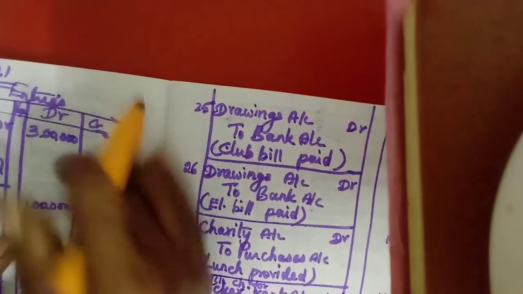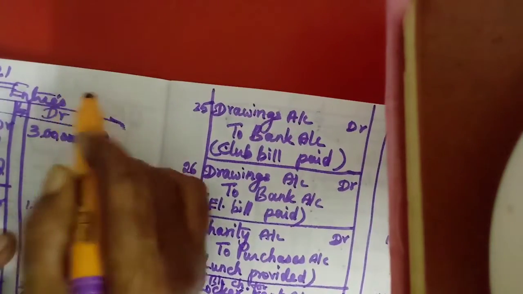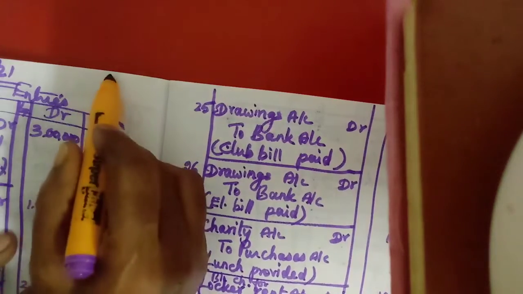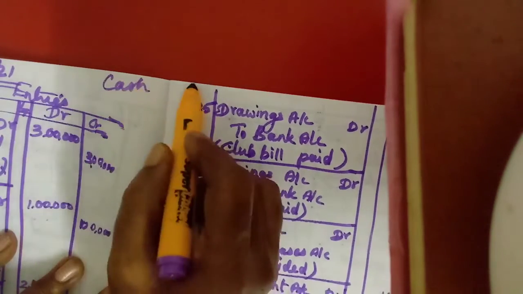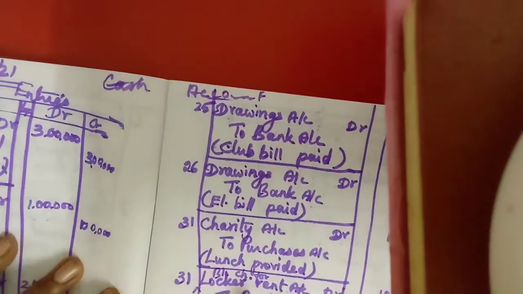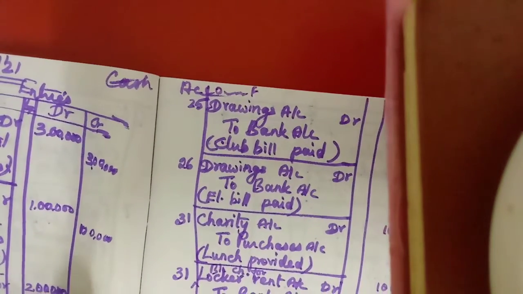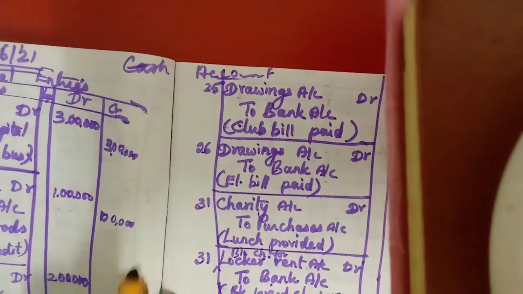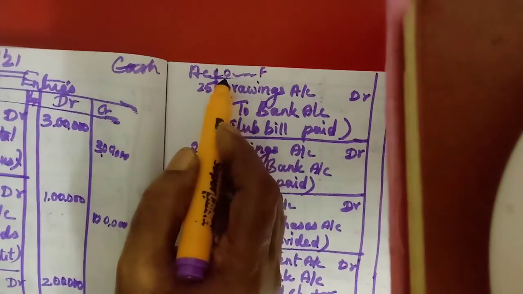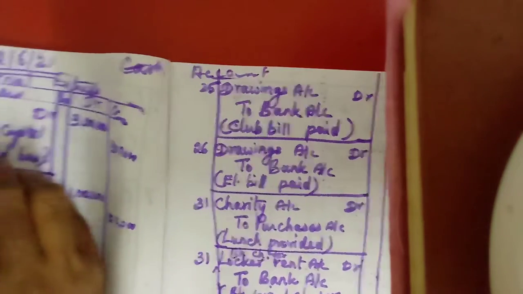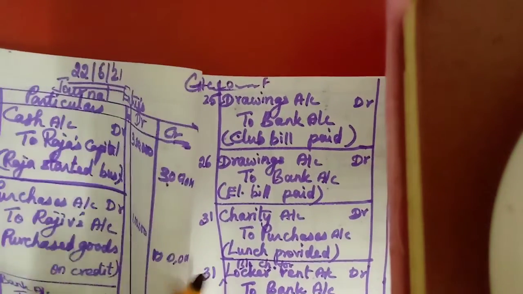At the top we should write the cash account, written fully. I will show that to you. Then we are going to post this debit item in the cash account. The debit side is the left hand side, so we write it on the left hand side.